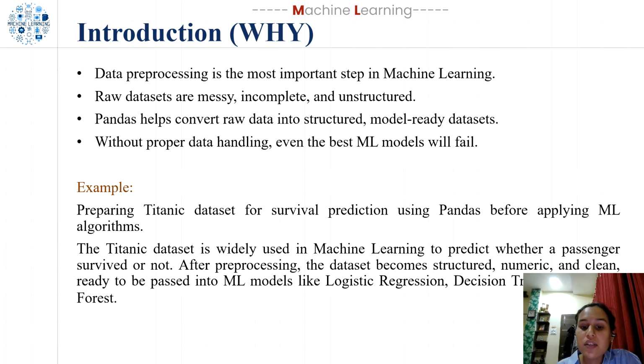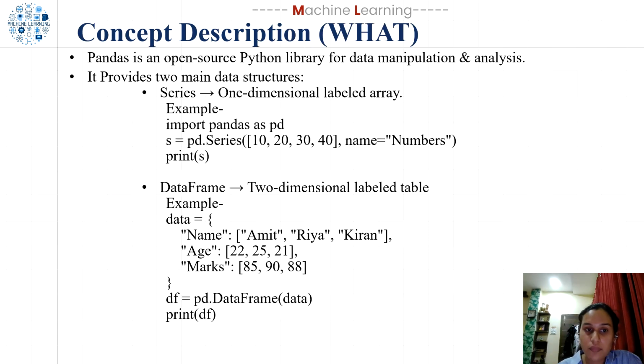And pandas is used to pre-process the datasets, and after using pandas, the dataset becomes structured, numeric, and clean, ready to be passed into machine learning models like logistic regression, decision trees, and random forest, to predict whether the passenger will survive or not. This is the short example of pandas. Now let us see the concept description, meaning what pandas actually is.